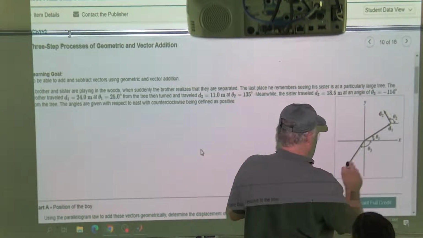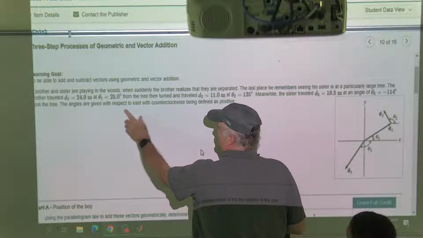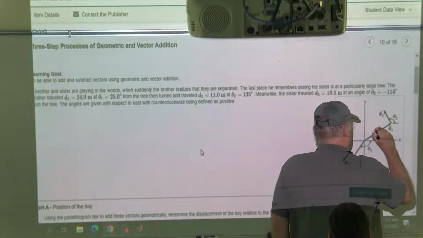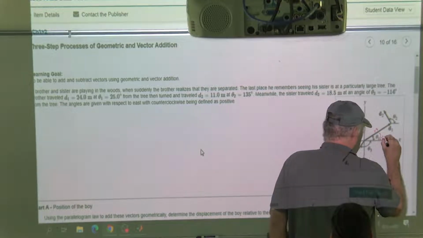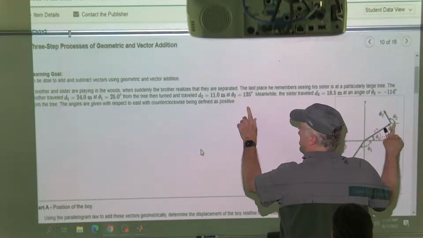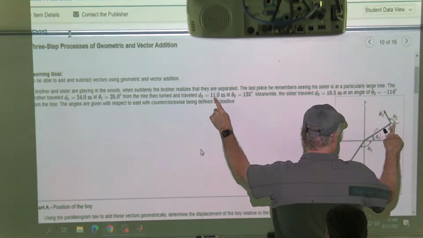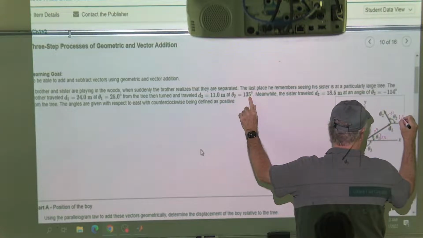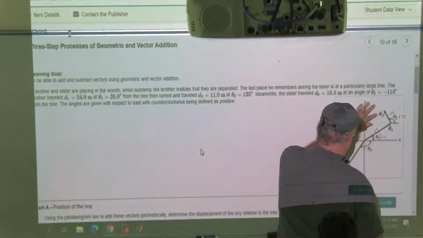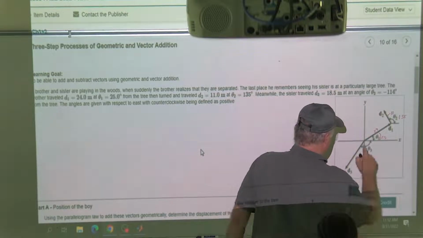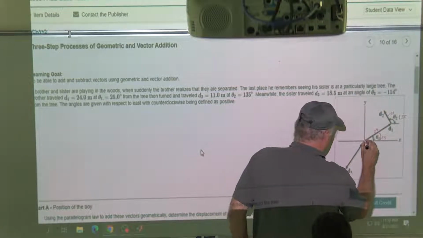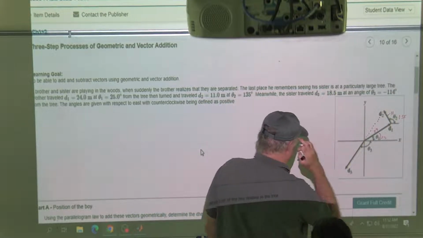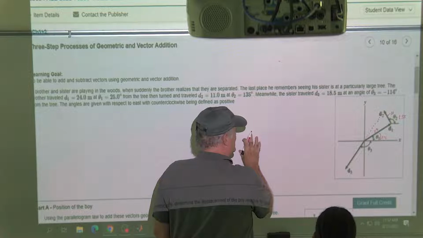So D1 is 24 and 25. Then he says D2 is 11 and 135. So this is where we're working at right now. He wants to know the D to there, right? I guess there's two ways you could do it.